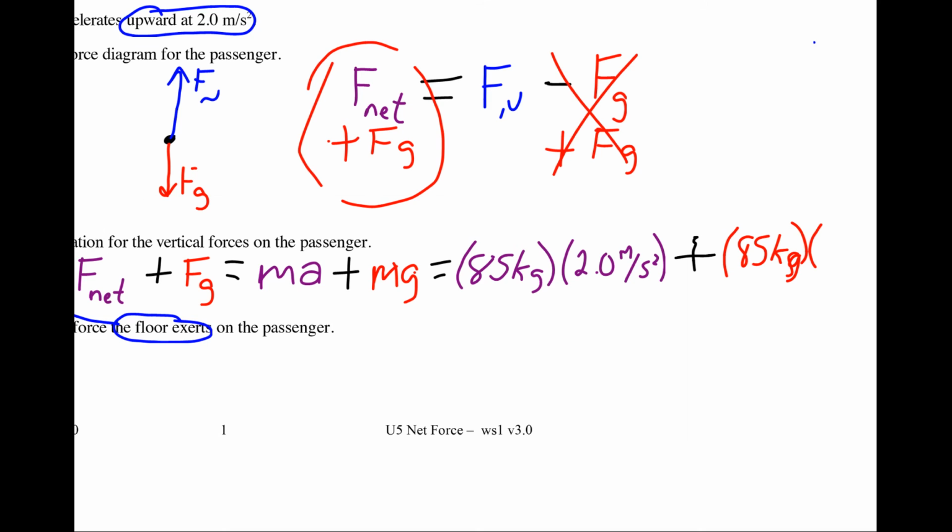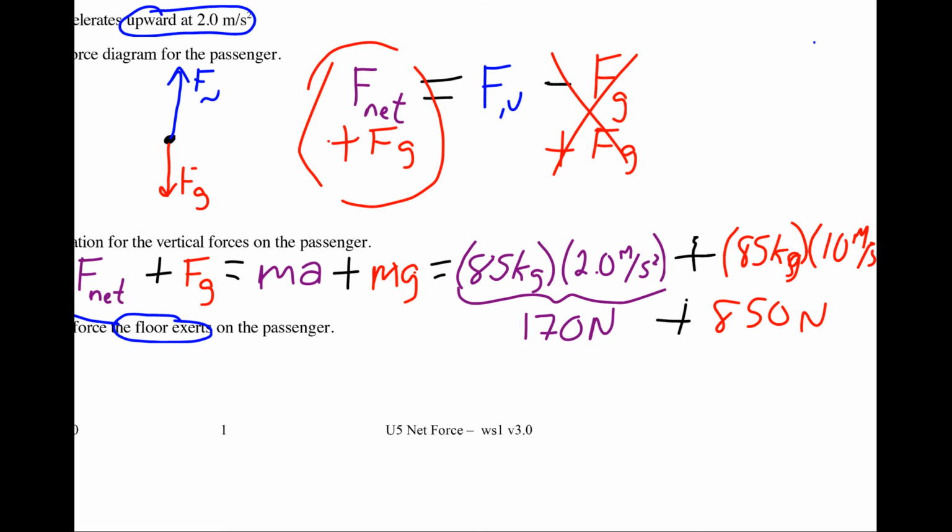Okay, and then putting it all together, we have 85 times 2, which is 170 newtons. And we're going to add that to 85 times 10, which happens to be 850 newtons. And that's going to give us our final answer of 1,020 newtons. And that takes care of the first page.